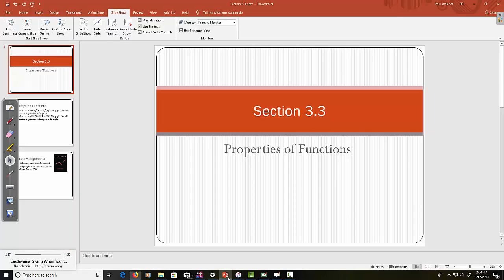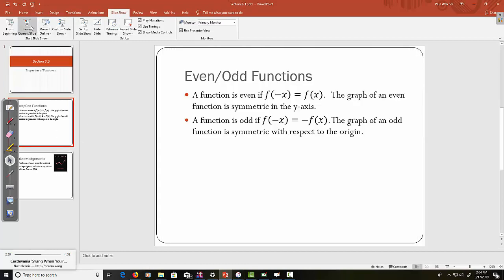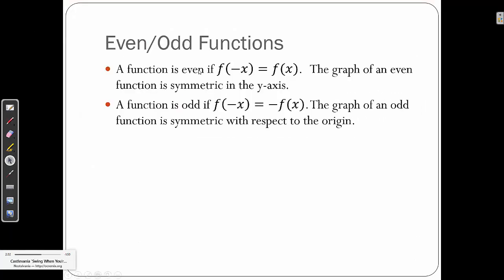Let's add a little bit of theory in now. Let's talk about even and odd functions. So a function is even if f of negative x equals f of x. The graph of an even function is symmetric in the y-axis. It's a retread of symmetry that we looked at in 2.2. Graphs that are symmetric in the y-axis come from functions that are called even. And here's the algebraic check if you're looking at the actual formula. If f of negative x equals f of x, it's even. And this is true of the graph.